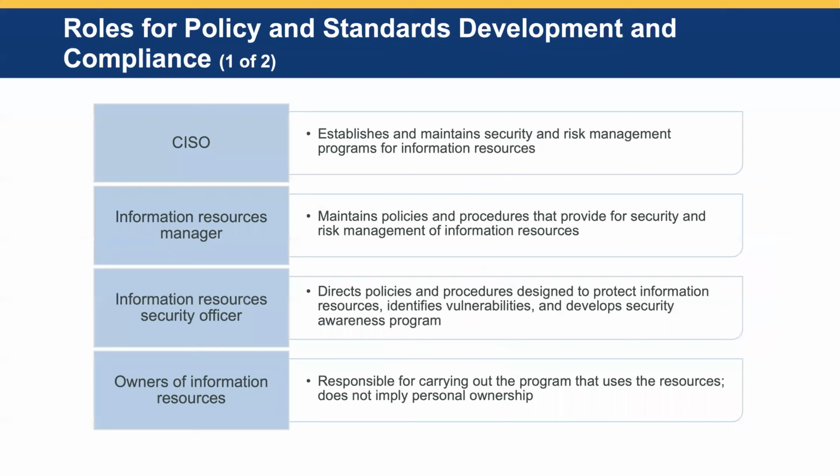And so there are different roles that also need to be considered when we're looking at developing policy and standards. So CISO can be used as a role, and it helps to establish and maintain security and risk management programs for the information resources that are needed. We'll also have appropriate information resource managers. These managers are going to be in place to help maintain policies and procedures that provide appropriate security and risk management for information resources. We'll also need to have in place an information resources security officer.